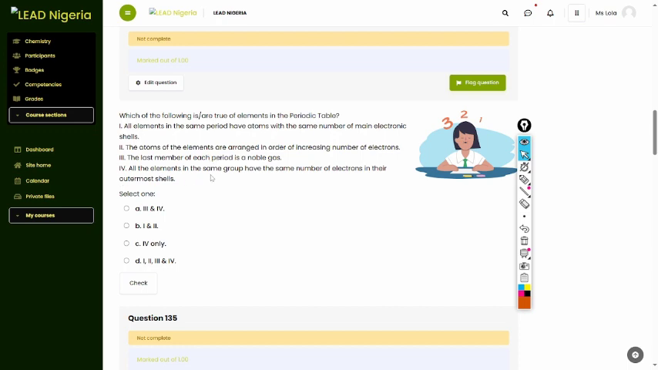4. All the elements in the same group have the same number of electrons in their outermost shell. This is true because the group is defined by the number of electrons they have in their outermost shell, or the valence electrons. So 1, 2, 3, and 4 are correct.